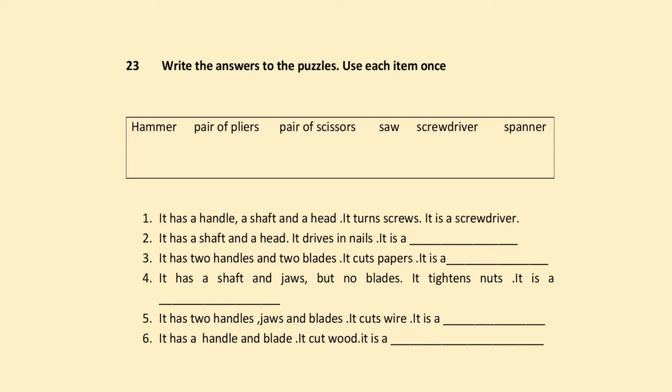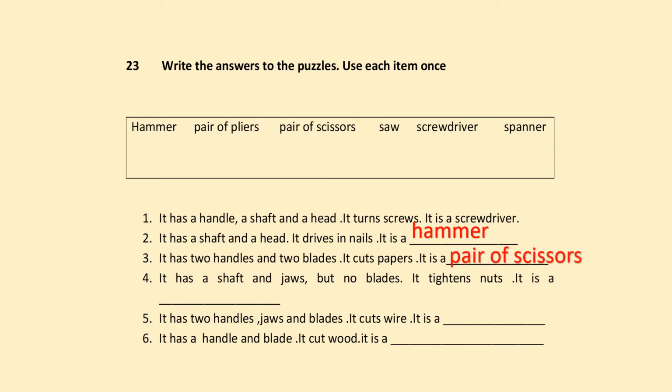Let's do number 2 together. It has a shaft and a head. It drives in nails. It is a, usually what do we use for nails? We use the hammer. Very good. Also number 3, it has 2 handles and 2 blades. It cuts paper. It is a pair of scissors. Very good.